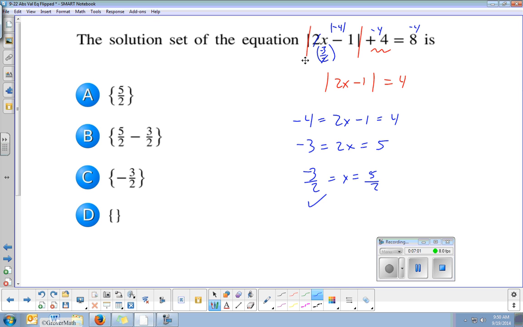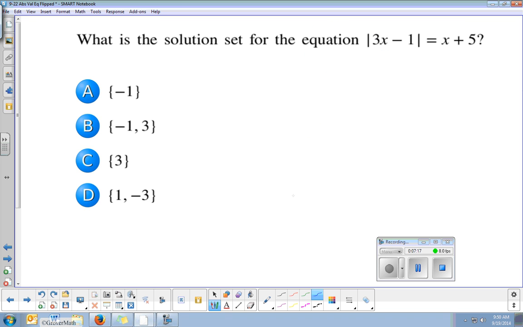And how about if we had 5 over 2? Again, the 2's would cross out, and it'd be 5 minus 1 is 4, and the absolute value of 4 plus 4 is 8, so they both work. Again, I'm sure there's probably supposed to be a comma here. And so the answer, again, here is B.